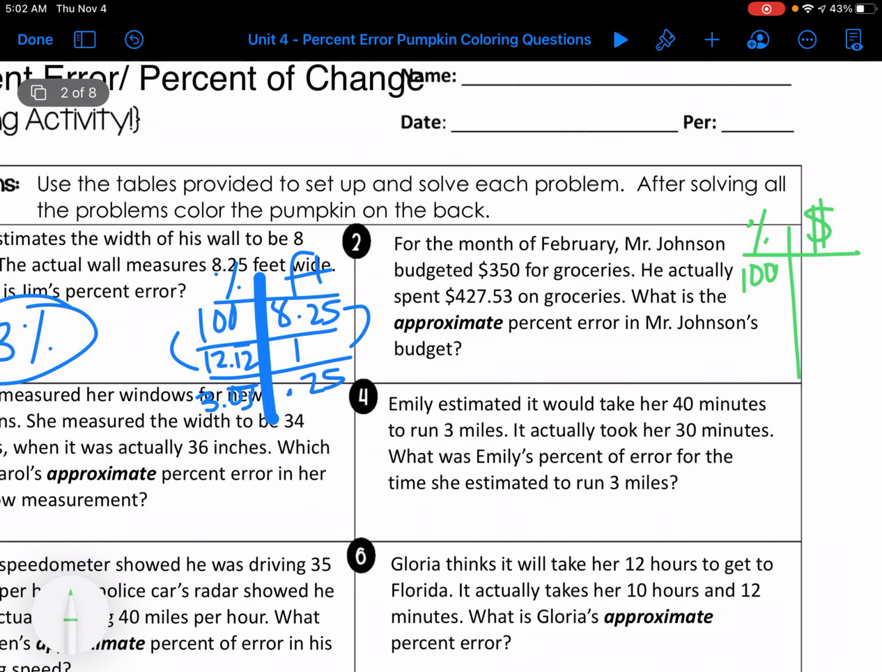And that's one of those memorization things. You just have to memorize that the actual is the 100%. And honestly, every year I have to think about what it is. Okay, then I find the difference between what the actual was and what he thought it was going to be. So I subtract. So that would be $427.53 minus $350. And I get $77.53. So I'm going to divide 100 by $427.53.